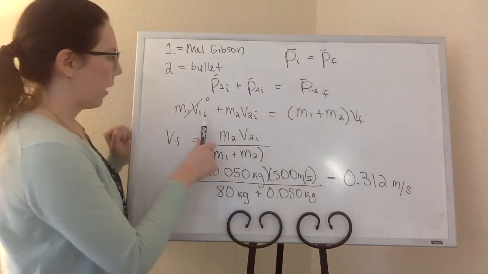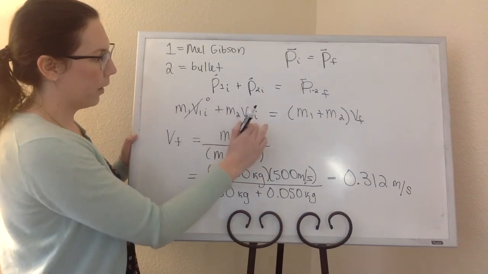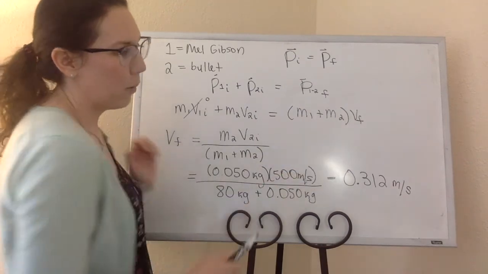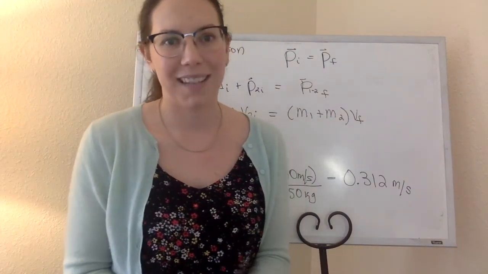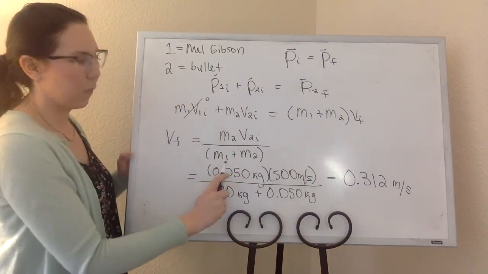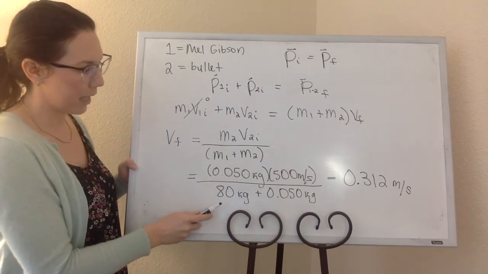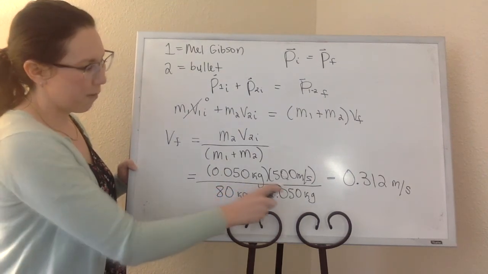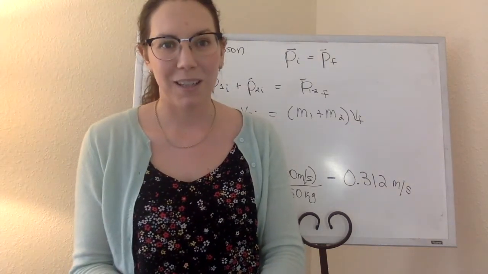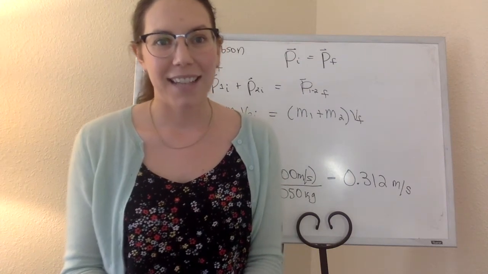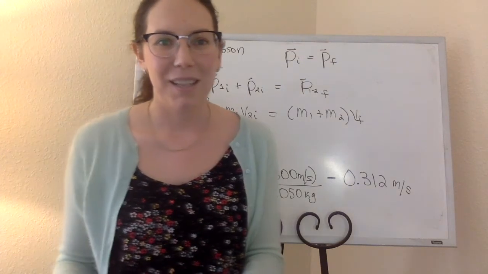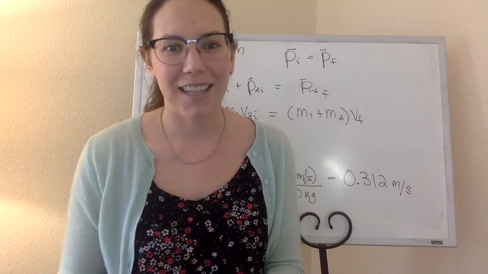So m1v1i, which is 0 for Mel Gibson, plus the mass of the bullet times its initial velocity, going in the same direction as the final velocity, equals the total mass times the final velocity of the two objects that are now stuck together. So solving for vf, we get m2v2i over the total mass, and then I can plug in the numbers here: 0.05 kilograms for the bullet, 500 meters per second, over the total mass, which gives me 0.312 meters per second. And that's a very small velocity. That's much too small for someone to be fired through a window. So I would say a no to that scenario, as in not plausible.